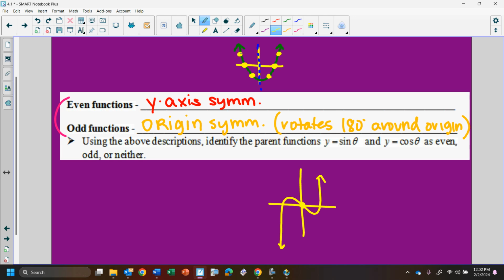Cool? All right, so do me a favor, look at the two graphs we drew for sine and cosine. Is sine even, odd, both, neither? Is cosine even, odd, both, or neither? Talk to your partners. Or your group of four if you prefer.